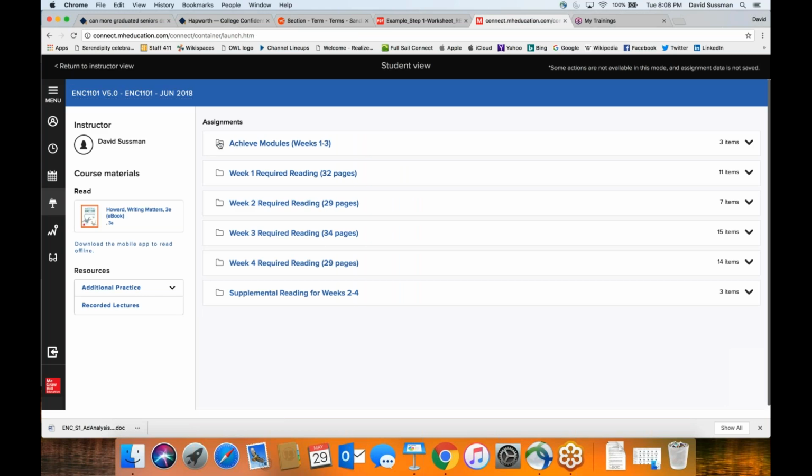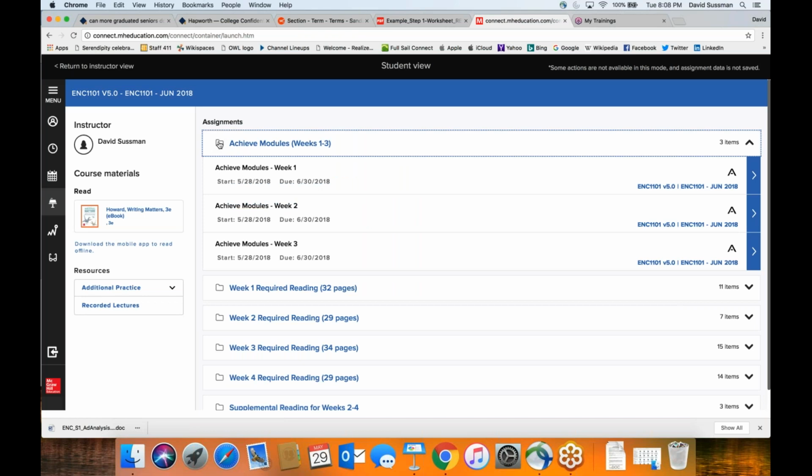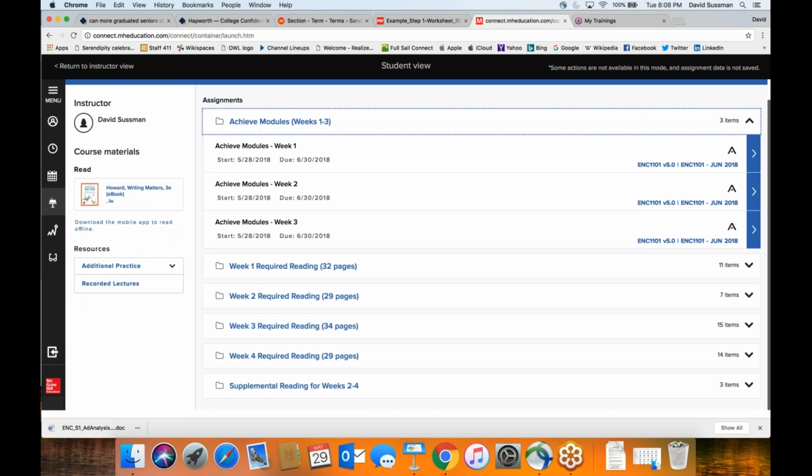So you have these weekly Achieve modules. I should have mentioned this earlier in the session. These are interactive modules that you have to complete. And then the readings are broken down by week. Week 1, week 2, week 3, week 4. Supplemental reading that you don't have to do, but it's recommended that you do.